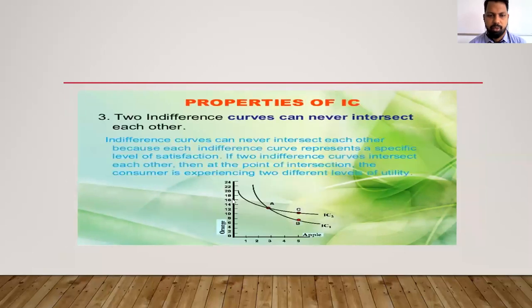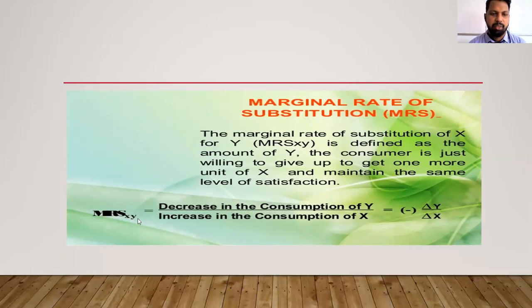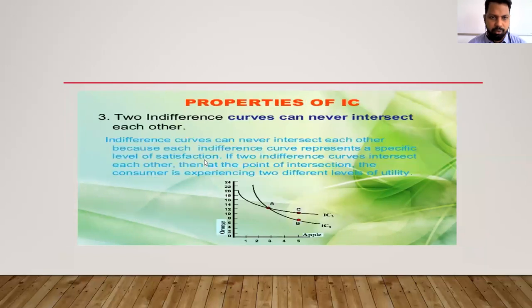You can see, the MRSXY can be measured by the decrease in the consumption of Y divided by the increase in the consumption of X, or we can say that delta Y by delta X is the measurement of the marginal rate of substitution. The third property is that two indifference curves never intersect each other. That is one of the major important features of the indifference curve.